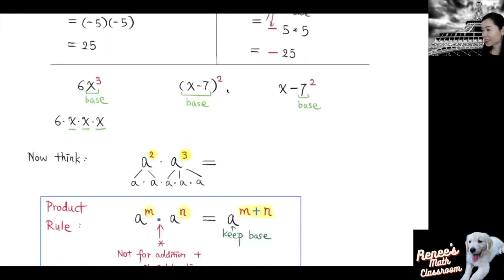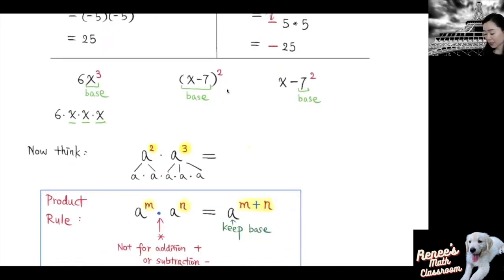What about this one? What's the base for this square over here? Now let's try to discover some rule for exponents. When you multiply a squared with a to the third power, okay? A squared is a times a. Now you multiply with a times a times a, which is a cubed over here. That's a to the what power over here? Fifth. A to the fifth power, okay?